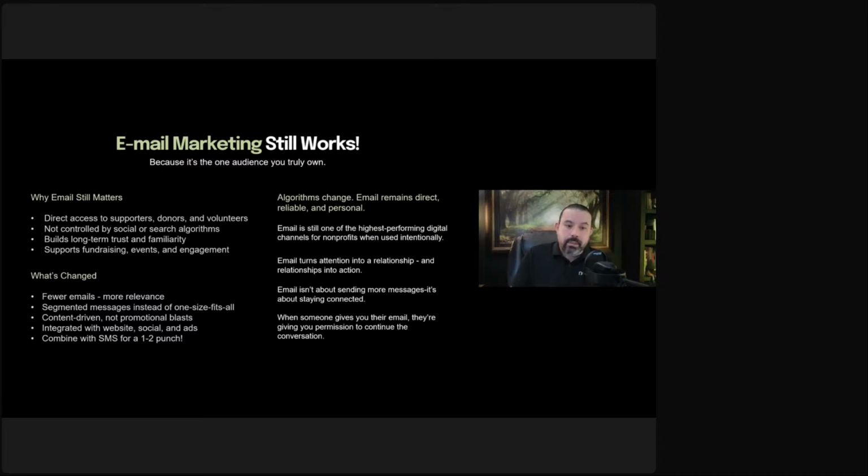You want to segment your messages instead of a one-size-fits-all. Maybe you have several different lists. Also, content-driven, not promotional blasts. You want to make sure that it's containing information of value, not just these promotional asks, which some of you guys, that's the only emails that you do.